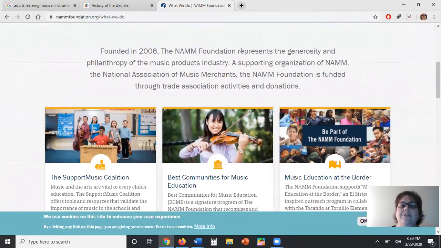The NAMM Foundation represents the generosity and philanthropy of the music products industry. Okay, so that's National Association of Music Merchants. Woohoo! I just needed to scroll down, right? So the National Association of Music Merchants is a trade organization, that I know. These are people who profit by making musical instruments and selling them. That's what they do. This foundation is their charitable branch, right?